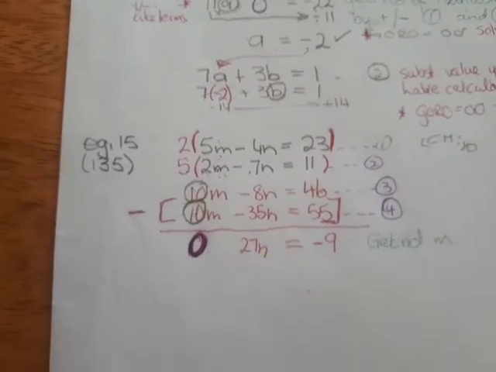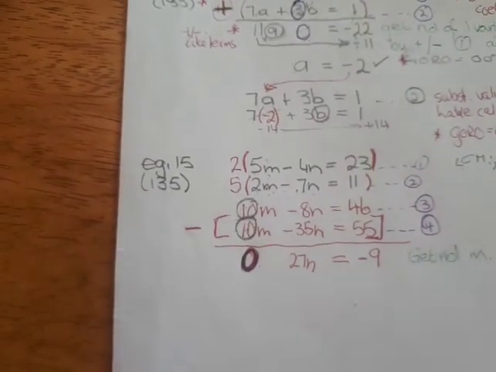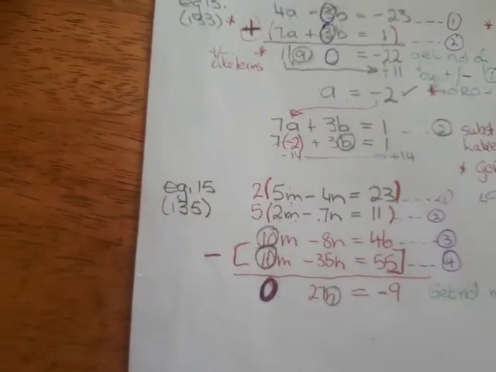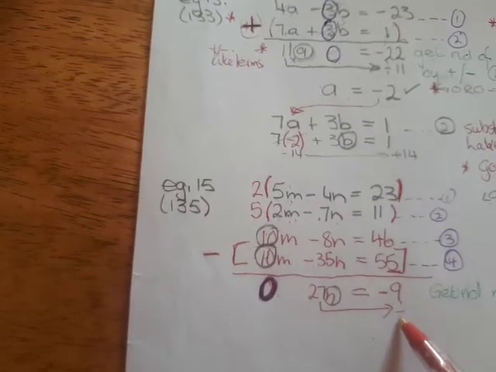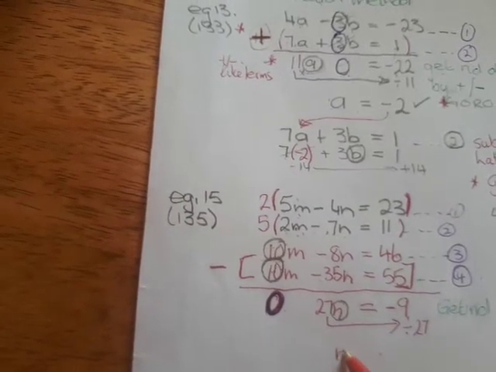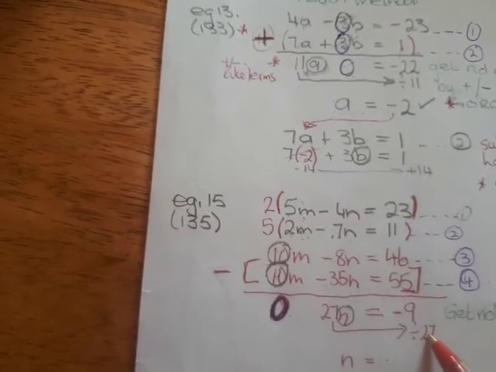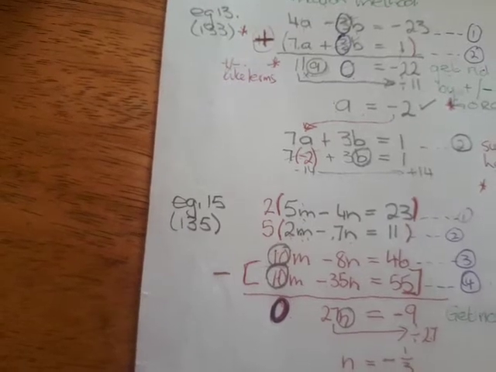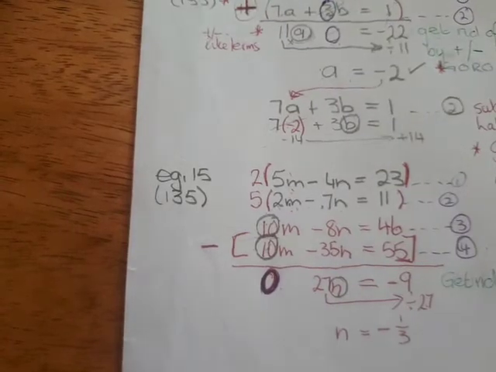If you now look at what you have, you can just go on finding the value of n, because that again is the instruction. So we move the 27 over to the other side, which becomes divide by 27. Then on the left we've got n left over. On the right we've got negative 9 divided by 27, which in fact gives me a value of negative 1/3. So now we've got the value for n.